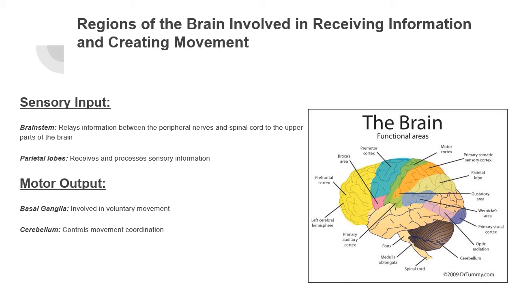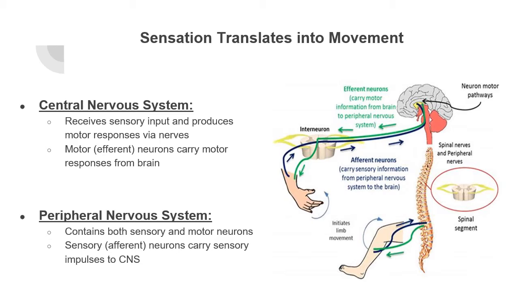the body has received. For motor output, and involved in creating movement, are going to be the basal ganglia, which are involved in voluntary movement, and the cerebellum, which controls movement coordination. So after the brain receives information, that information is then translated into movement.